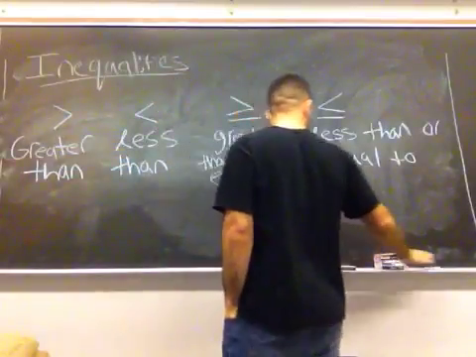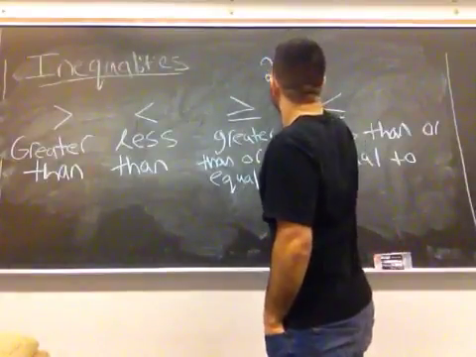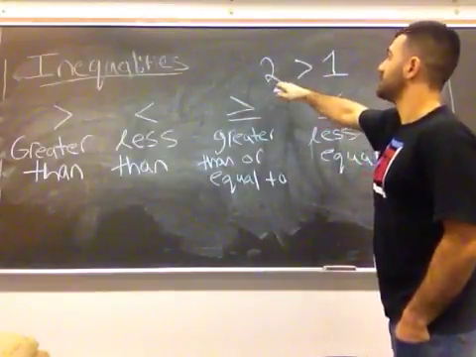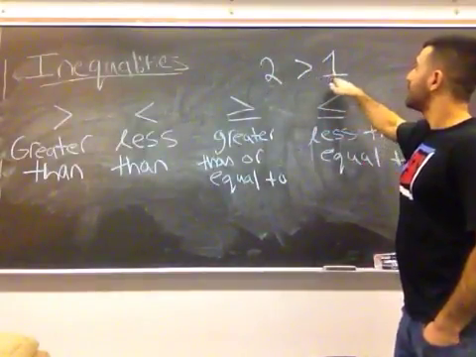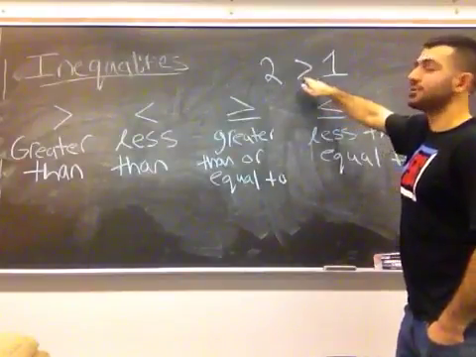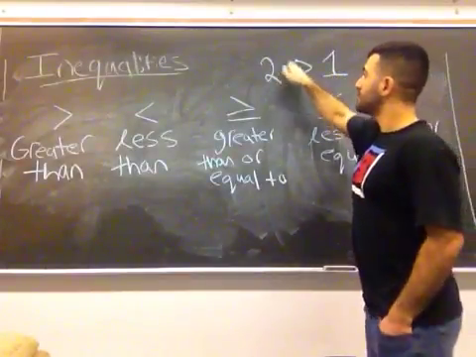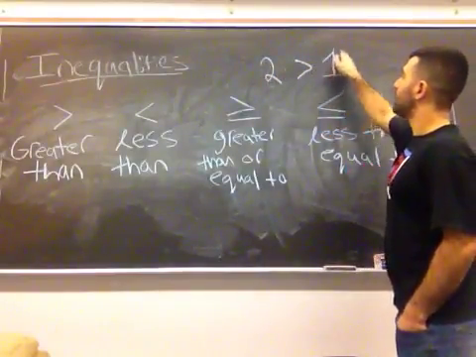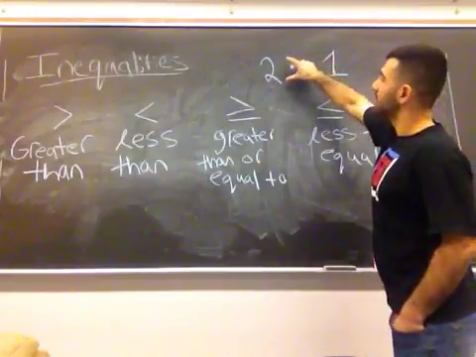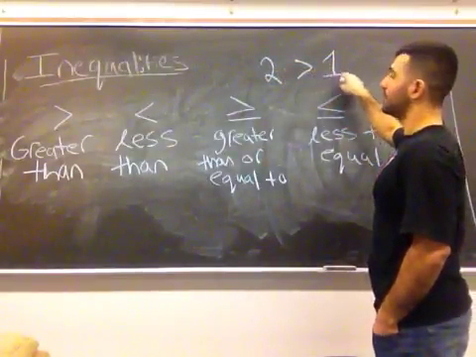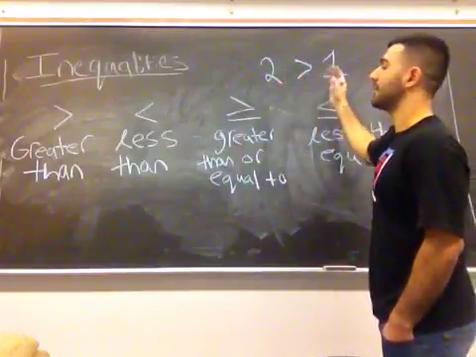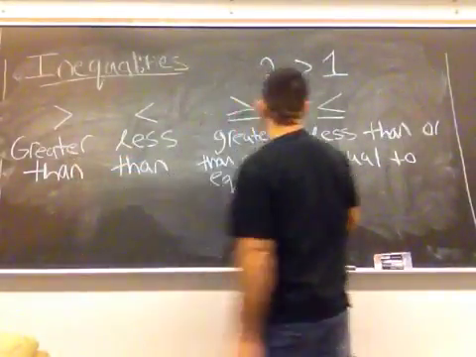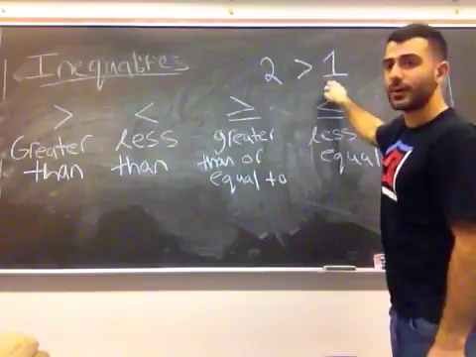So let's do a little example over here. Let's give an example of how we would use this. 2 is greater than 1. This is just saying that 2 is a larger number than 1. So the symbol opens up towards the larger number, and it also points towards the smaller number. And we're reading from left to right. So we would say 2 is greater than 1.